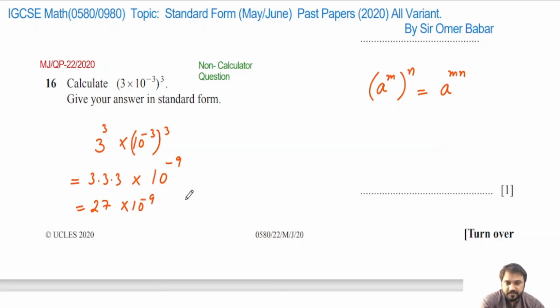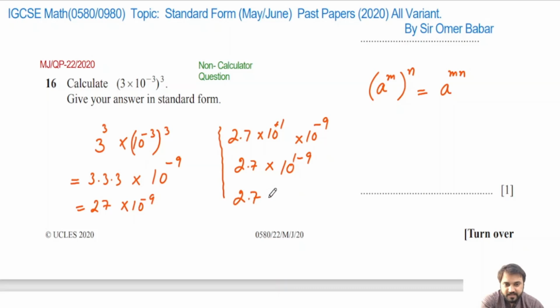But right now it is not in standard form. So what should we do? We have to place the decimal after the first non-zero digit, that is 2. Where is our decimal? It is after the 7. So I'm going to write 2.7 into 10 raised to power positive 1. And into 10 raised to power minus 9 remains the same. Now we have 2 tens, so I'm going to apply the index rule here, keep 1 base and add the powers, 1 minus 9. The final answer is 2.7 into 10 raised to power minus 8.